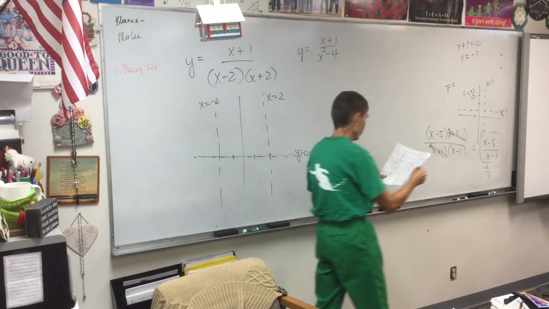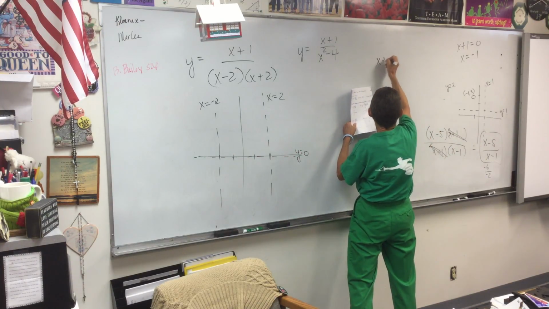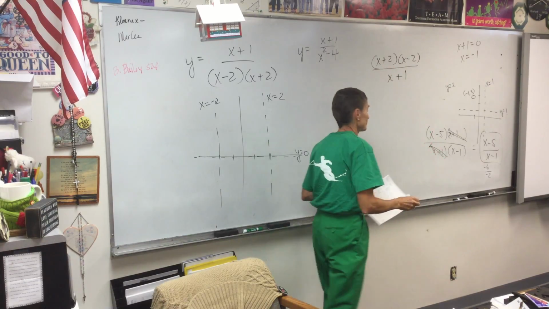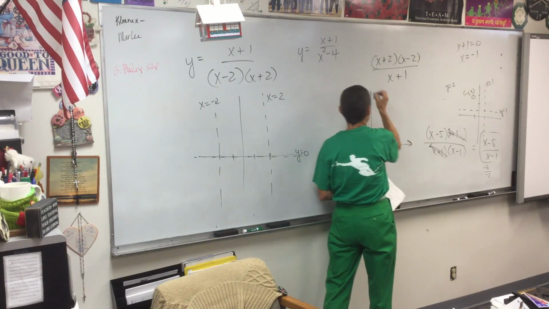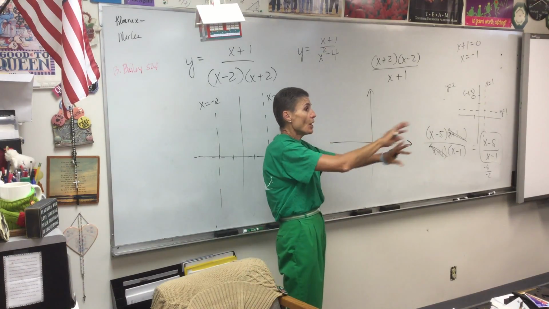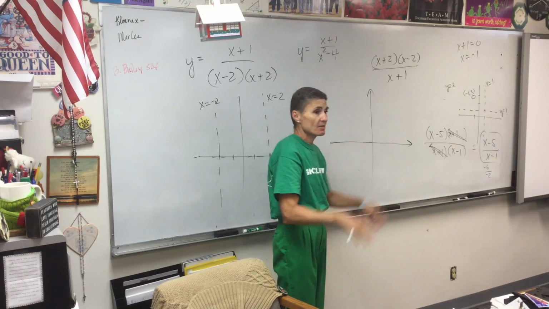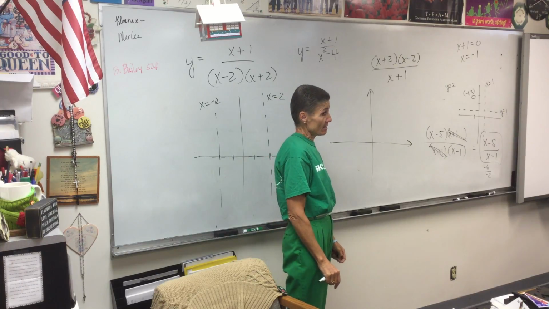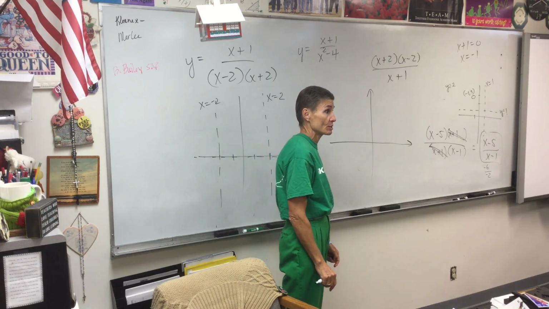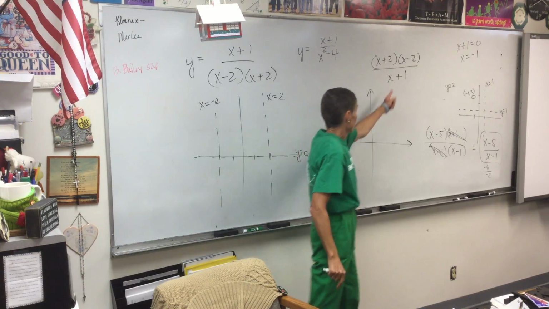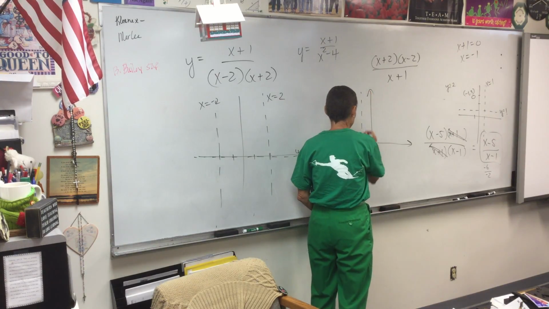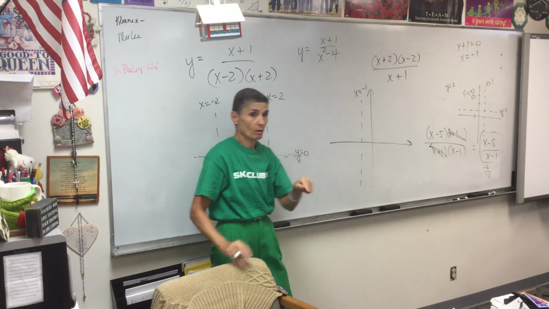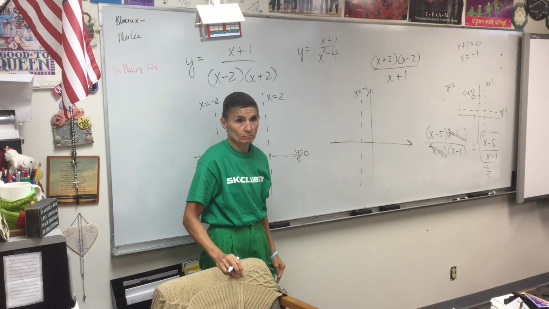Okay? Now, look at D. D is the same problem, but flipped upside down. Will this problem have any holes? No. I factored and nothing canceled. No holes. Will it have any vertical asymptotes? One, the vertical asymptote will be where x equals -1. If it makes the denominator 0, it's a vertical asymptote.